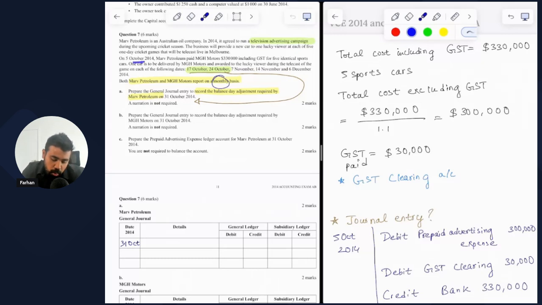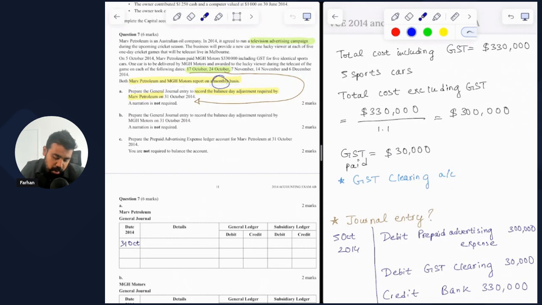Now, on 5th of October 2014, Mark Petroleum paid MGH Motors $330,000, including GST, for 5 identical sports cars. One car is to be delivered by MGH and awarded to the lucky viewer during the telecast on the game on each of the following dates. So we have got the games happening on 17th of October, 24th of October, 7 November, 14 November, and 6 December. So both Mark Petroleum and MGH Motors report on a monthly basis.